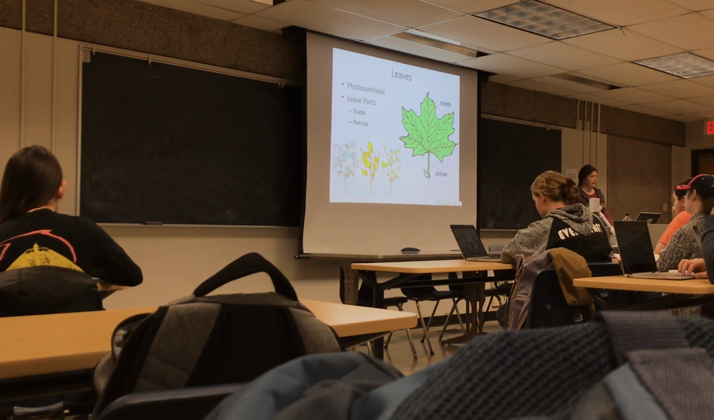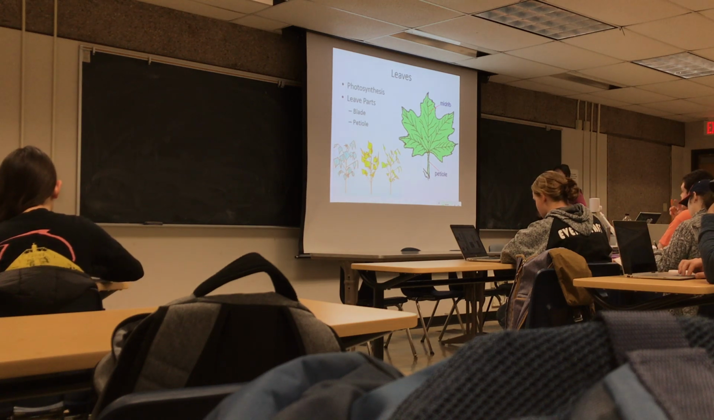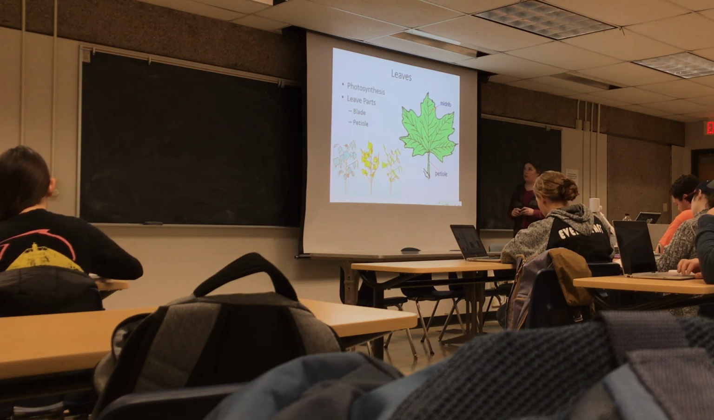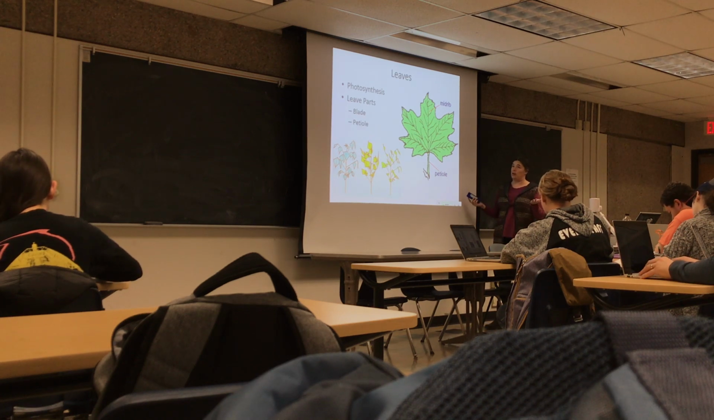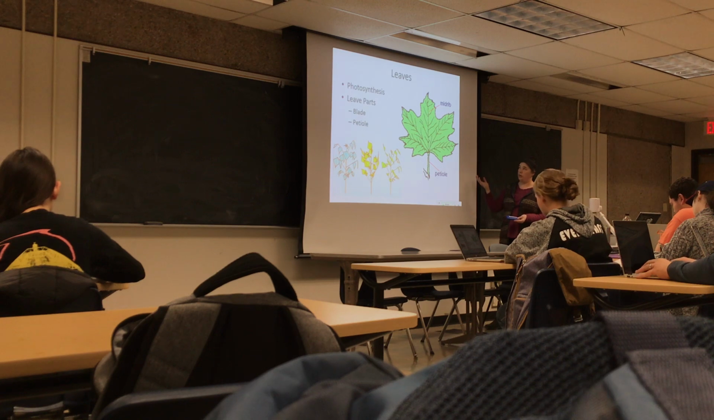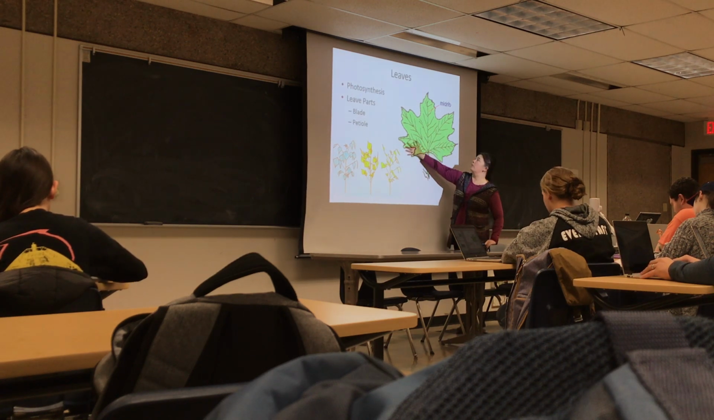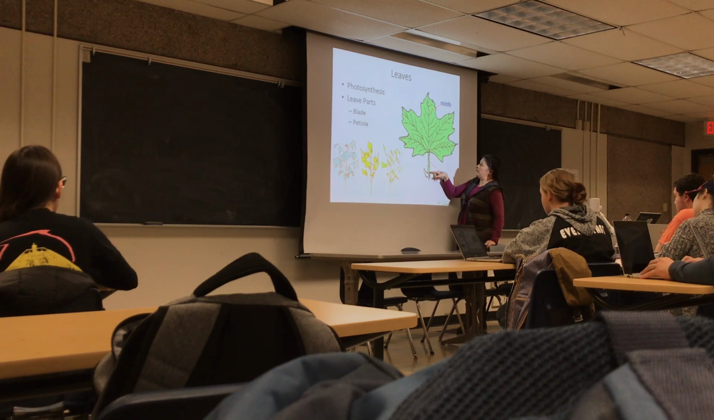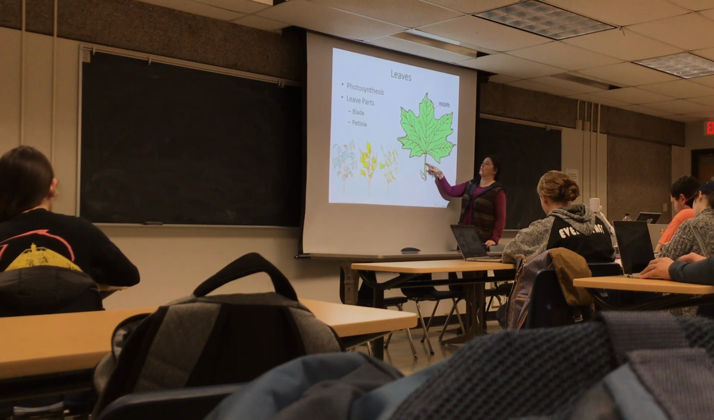Okay, and then leaves. So leaves are primarily the photosynthesis engine, so they're making all that sugar that the plant needs to survive. The two major components of the leaf are the blade, which is the broad part here. This is the blade. And then the petiole, which is the little stem that supports the blade.